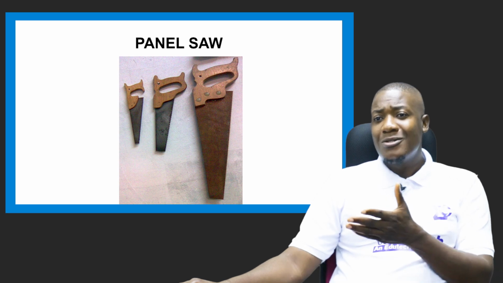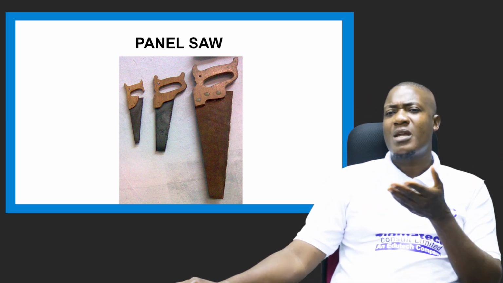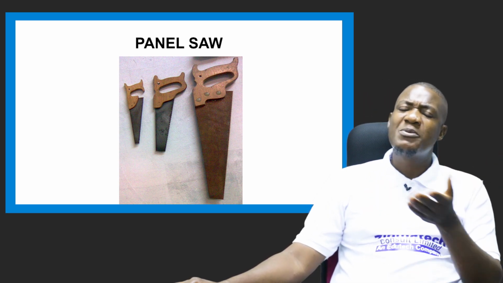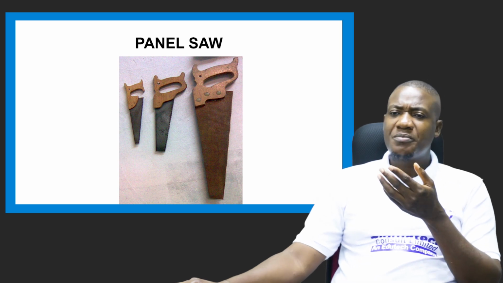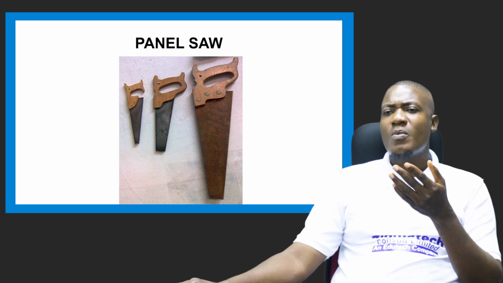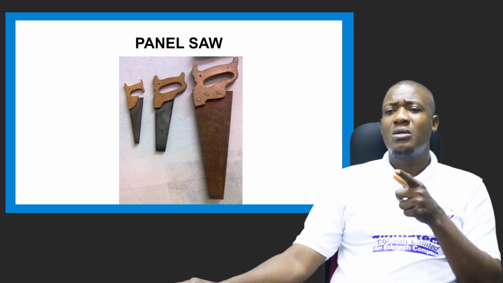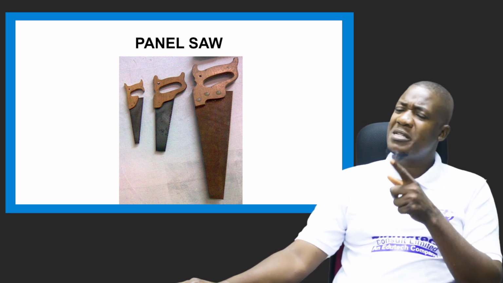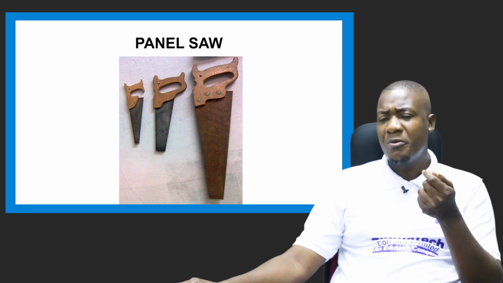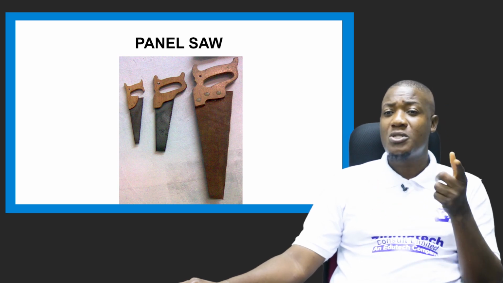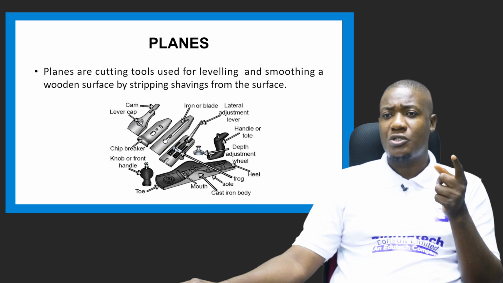The panel saw looks like a rip saw and a cross-cut saw. It can do the same function a rip saw can do. It can perform the same function a cross-cut saw can perform. So three of them almost do the same function.